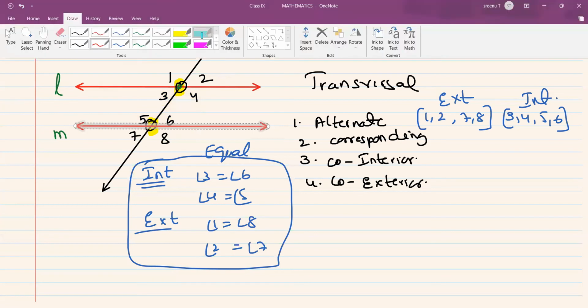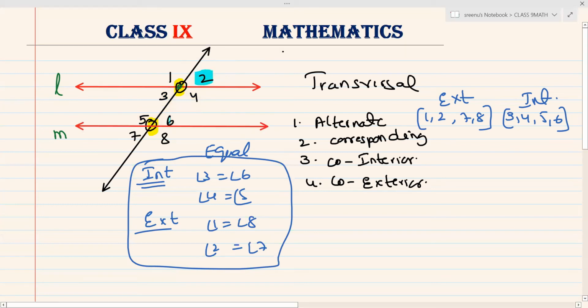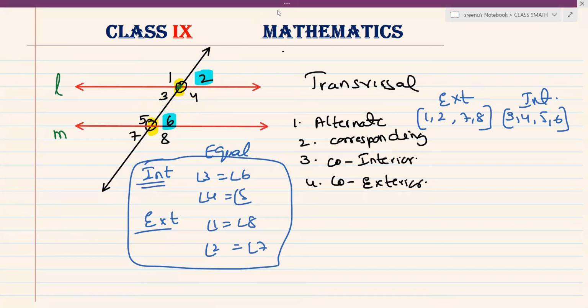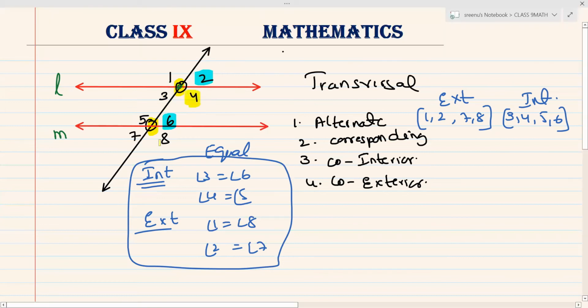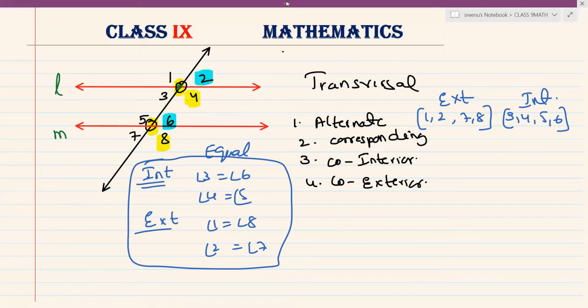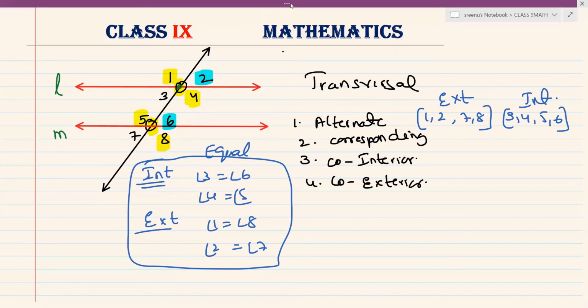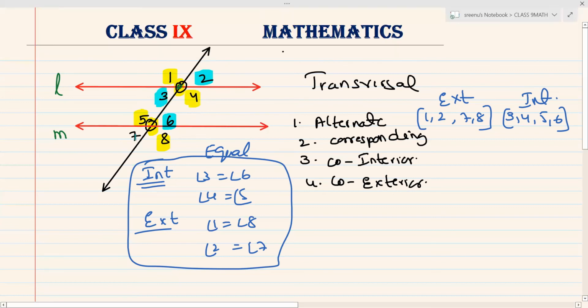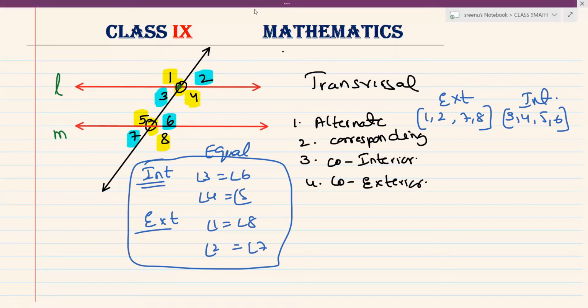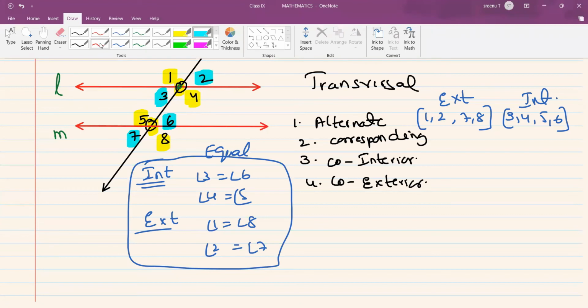So now I will show angle 2 and angle 6. Here 2 is exterior, 6 is interior. They are called corresponding. And angle 4 and angle 8 are corresponding. On the left side, angle 1 and angle 5 are corresponding, and then angle 3 and angle 7 are corresponding. That means they will be on the same side, and one exterior, one interior we shall take.